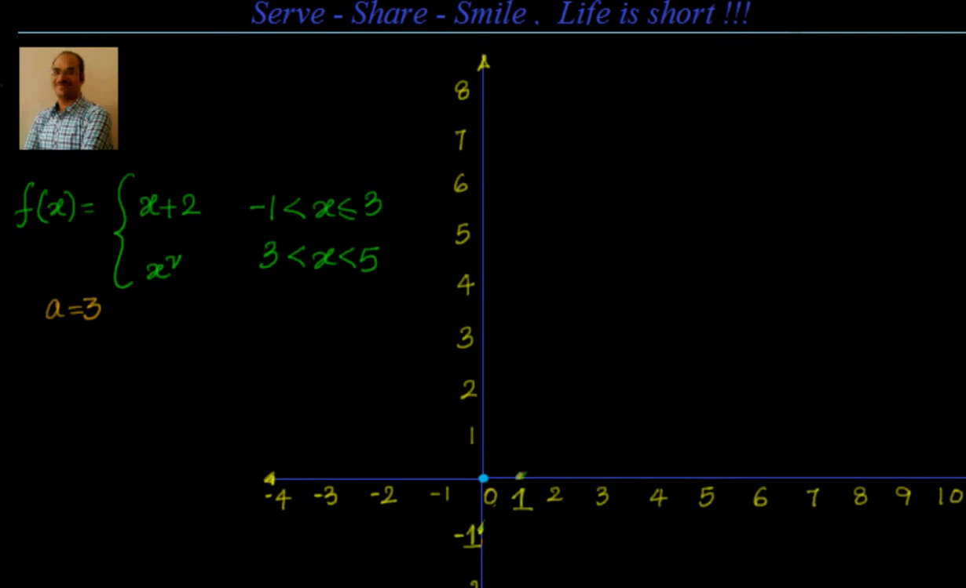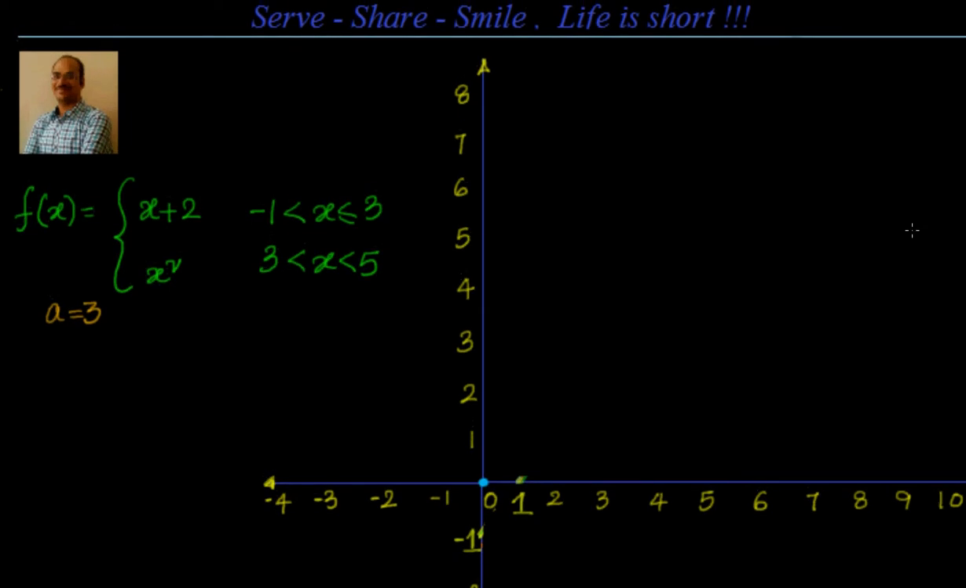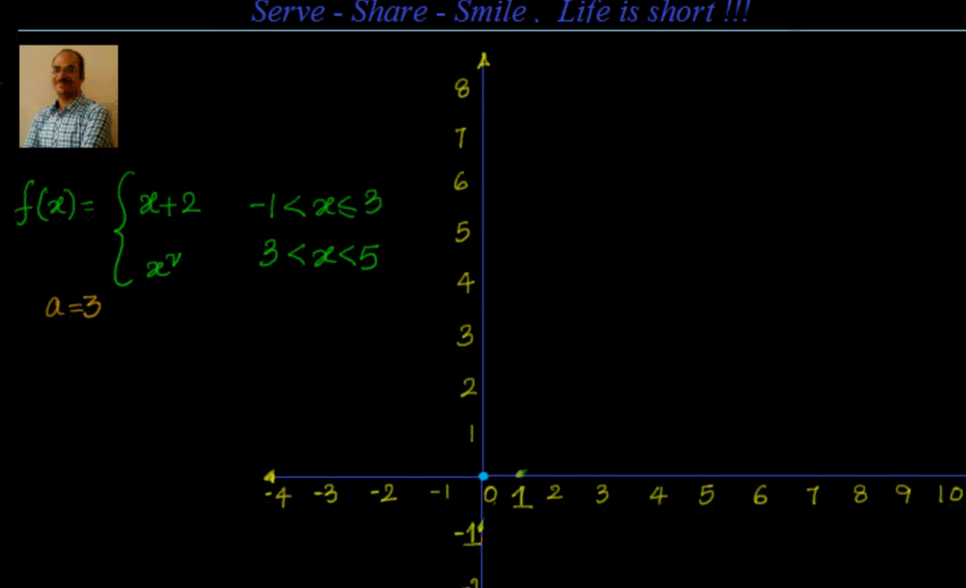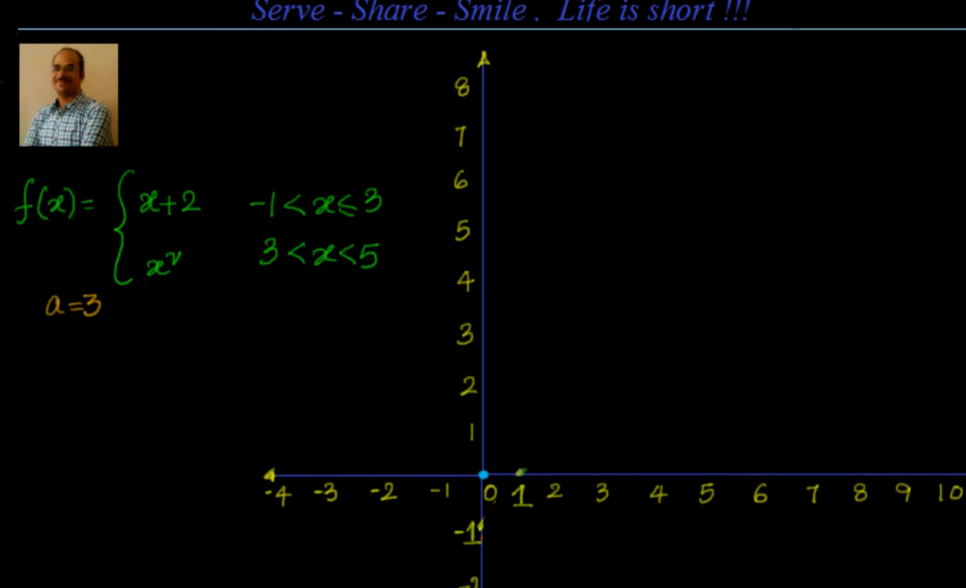In this session, let's have a look at another example where we are evaluating left hand and right hand limits. So we have been given a function. We have been asked to find out whether the limit exists at a equal to 3. So let's go ahead and plot the function, also have a look at the function and try to verify whether the limit exists or not.